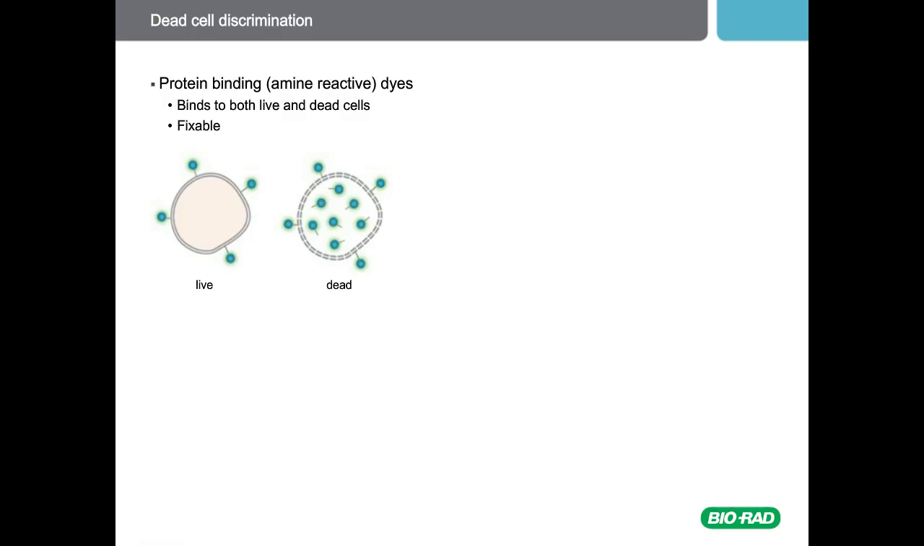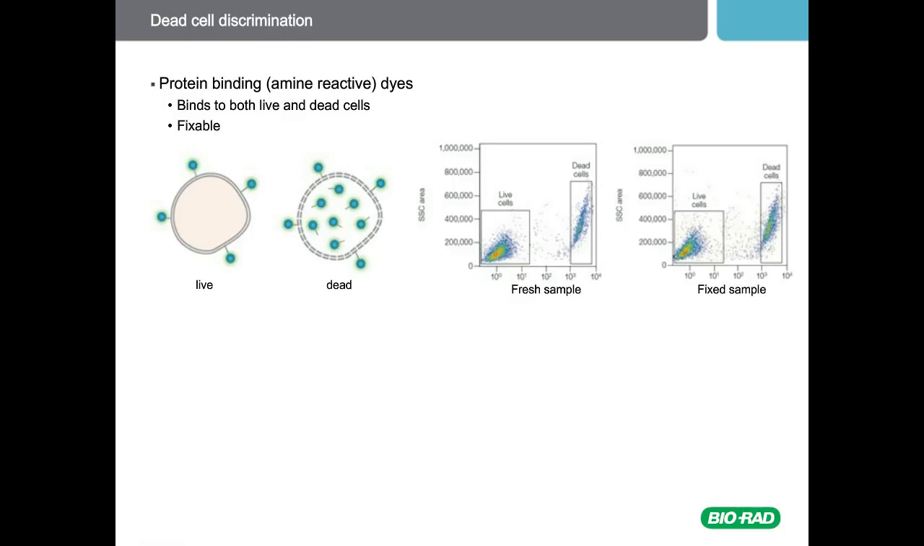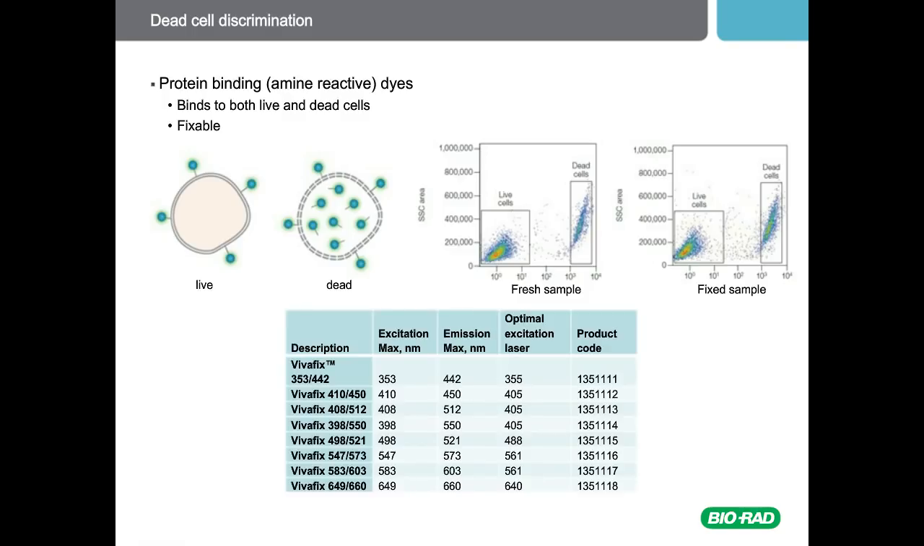As can be seen in this dot plot, where heat-killed Jurkats have been spiked into a live population and then stained with one of these protein dyes, Viafix, there is a measurable difference between live and dead cells. The added benefit of these dyes is that once stained, the cells can be fixed without any reduction in the resolution between the live and the dead cells, and this is seen here in this fixed sample. In addition to the added benefit of fixing your sample to allow analysis at your convenience, they are available in a range of excitation and emission spectra for convenient addition to multicolour flow cytometry panels.